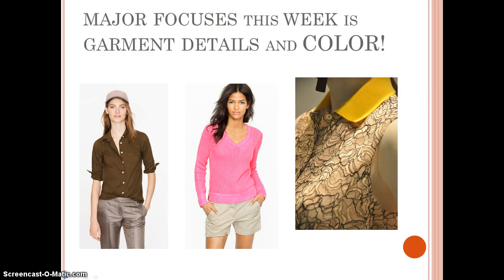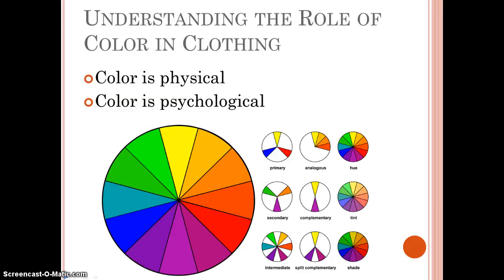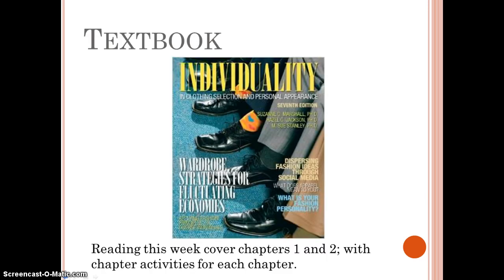This week our major focuses will be garment details and lots of color, in understanding the role of color, not only in clothing, but by its physical and psychological effects on the body, how it makes you feel as you wear it and how others perceive you in it. The textbook this week is still Individuality in Clothing Selection and Personal Appearance. Much of what we read over these chapters is chapters 1 and 2, and then the chapter over color.